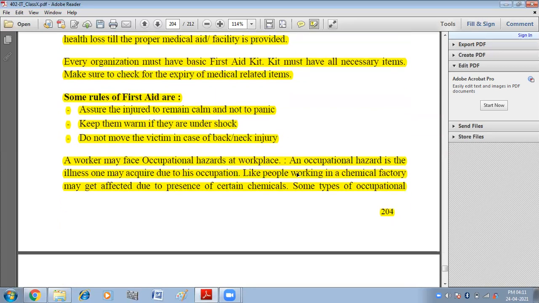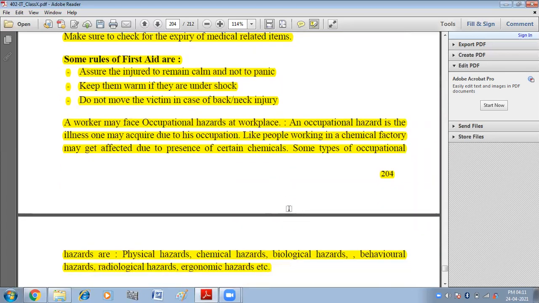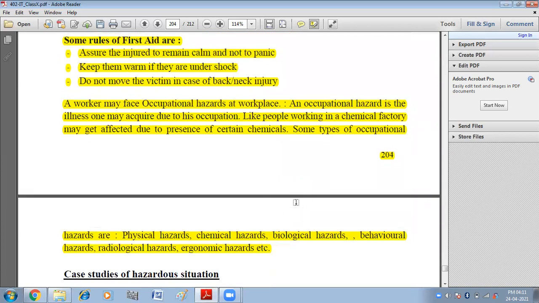A worker may face occupational hazards at the workplace. An occupational hazard is the illness one may acquire due to his occupation, the hazard that occurs because of the work that particular person is doing. Like, people working in a chemical factory may get affected due to the presence of certain chemicals. They are always at risk of getting hurt or affected by chemicals.